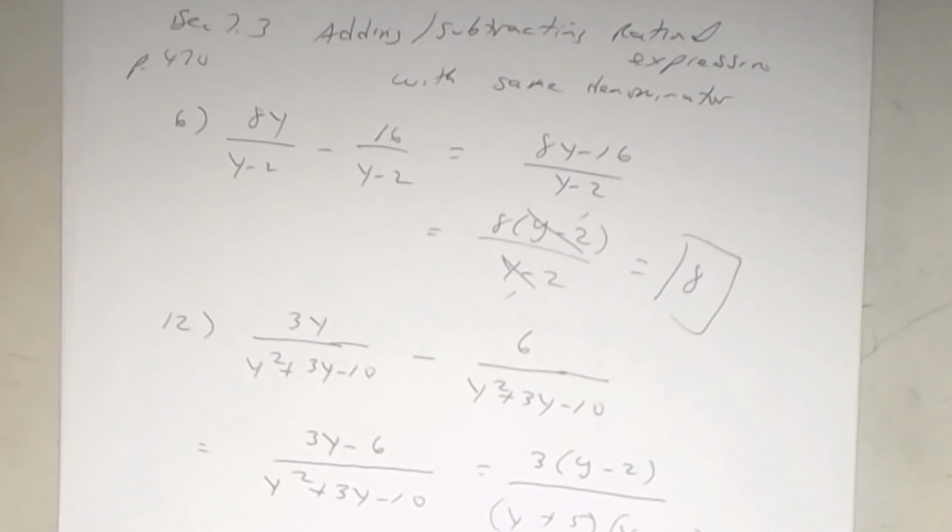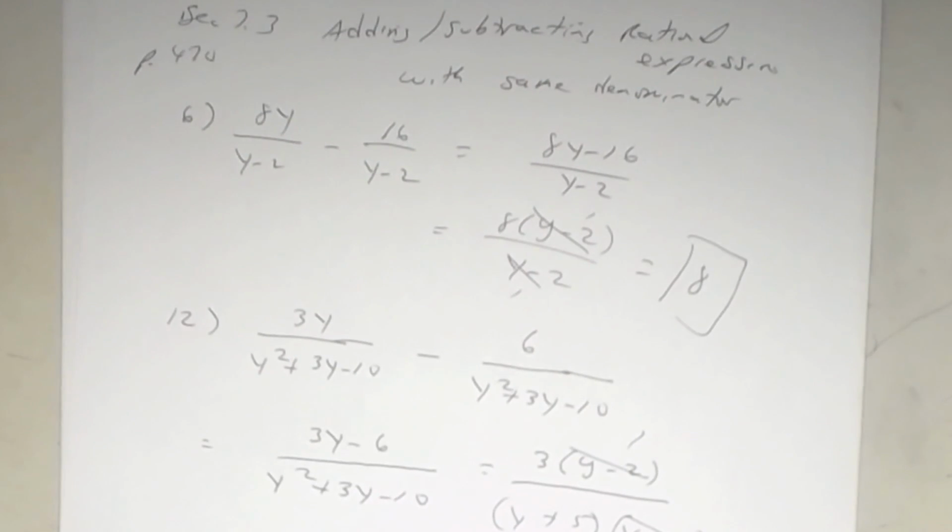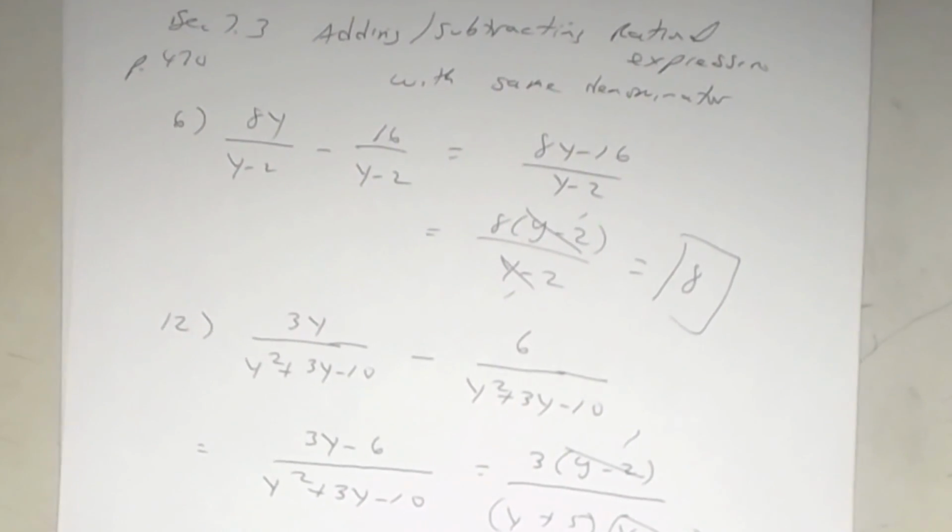All right, once you factor, what's the next step? Reduce the common factors, divide out the common factors. First factor is a 3. Will that reduce anything down there? No. Next one's a y minus 2. Yes. So what's the answer? 3 over y plus 5. That's your answer.